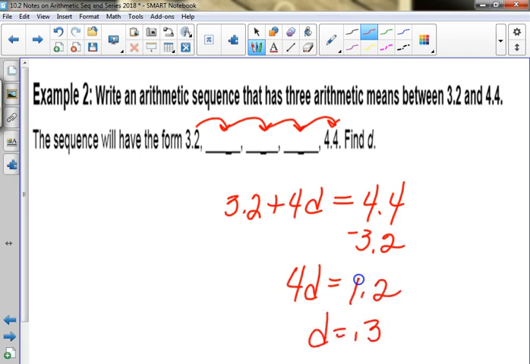I'm getting 0.3. Is anybody getting 0.3? Okay. So if we add 0.3, we'd have 3.5 is the first missing one, 3.8, 4.1, and 4.4 would be next. This is kind of self-checking, right? Because if you get to the end and the next term isn't right, something's wrong. So the trick is when you see these, we're going to eventually do geometric means as well. So you have to keep straight, was I multiplying over and over, which would be a power, or was I adding over and over? Okay.